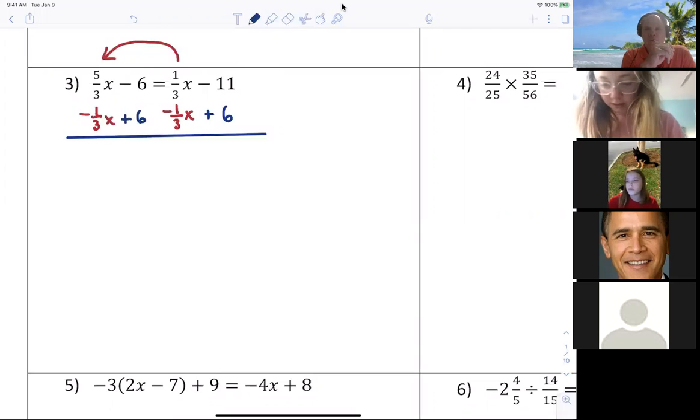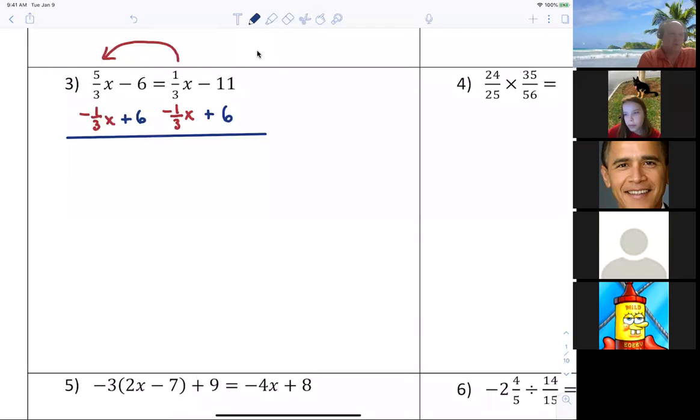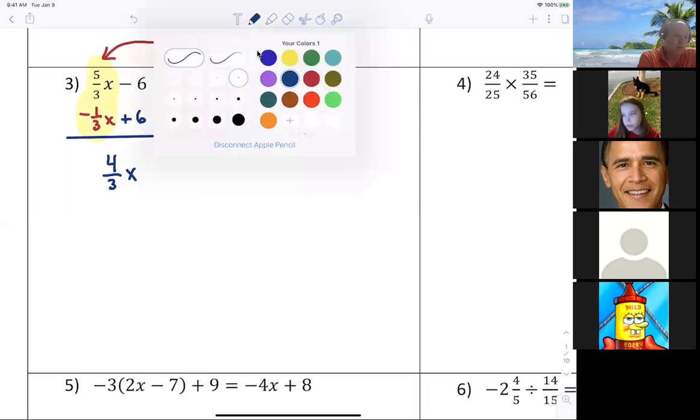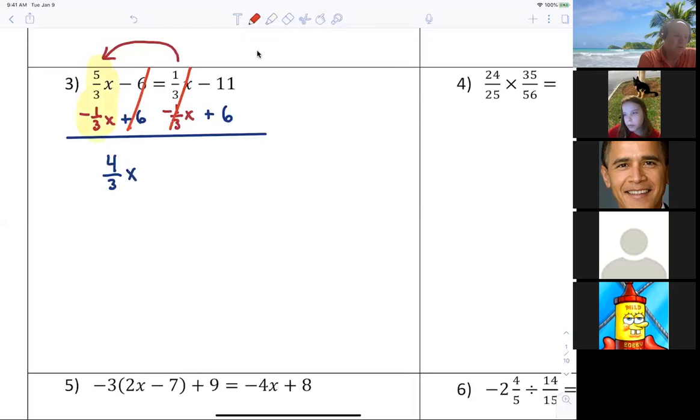Same question, just going in reverse. Okay. All right, here we go. Now, everybody should be able to tell me what's 5/3 minus 1/3. I'll help you out. 4/3. Start with 4/3 x, cancel, cancel, equals negative 11 plus 6, -5.